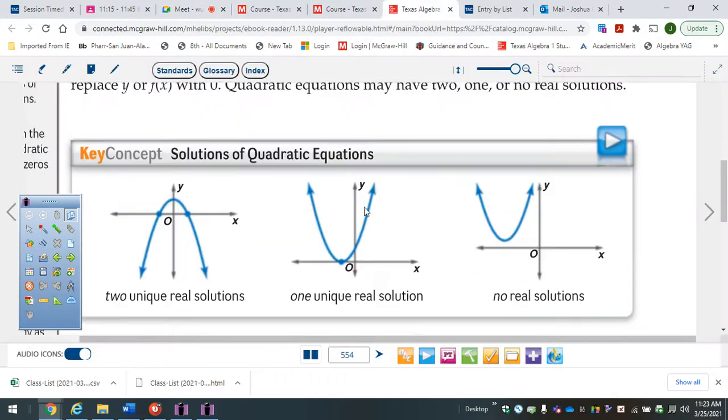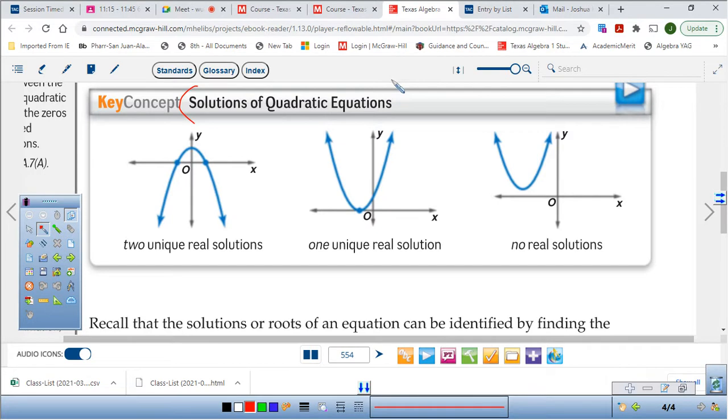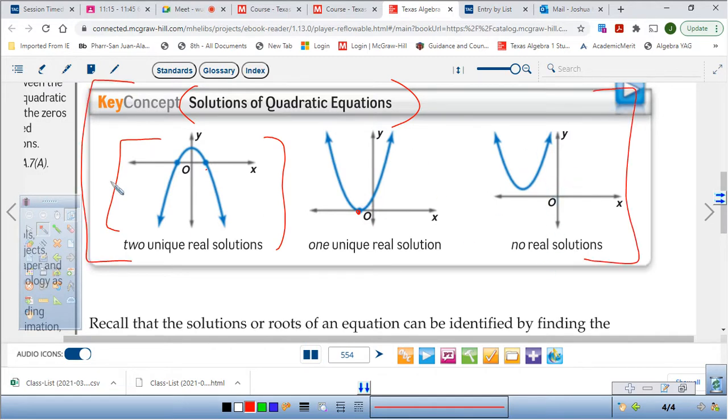You guys are slacking off, guys. Not cool. Copy this down real quick. Solutions to a quadratic equation. You have 2, where it crosses the x-axis twice. You have 1, where it only touches it once. Here, you don't touch it at all. No solutions. So copy this down. You're responsible for that.